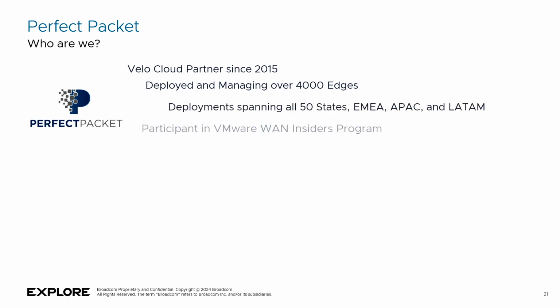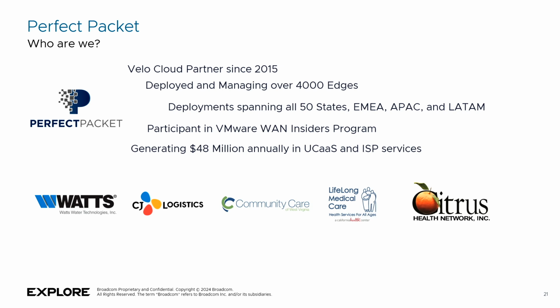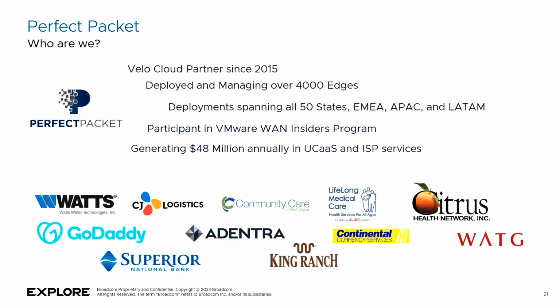We are a participant in the VMware WAN Insiders program, and we generate roughly $48 million annually in UCaaS and ISP services. At our core, we are a telecom broker. And then we found VeloCloud, and it just fit in with our already business model. Here's some of our customers. A lot of our bigger ones, as well as some of the ones that have been very long customers of ours.